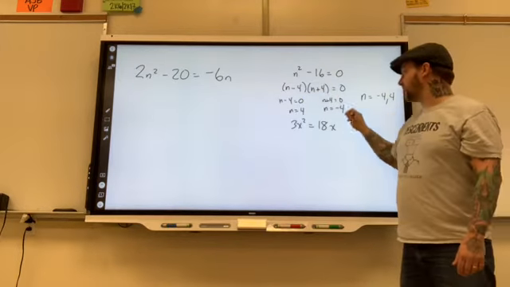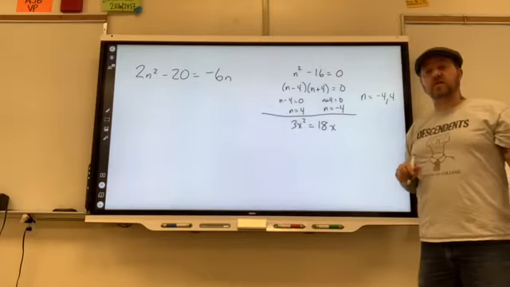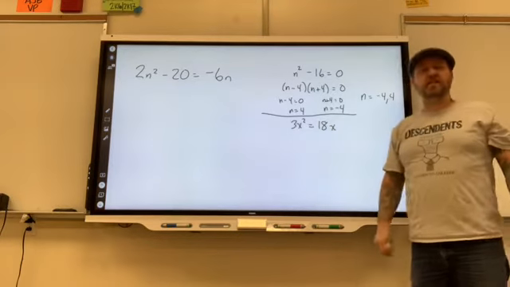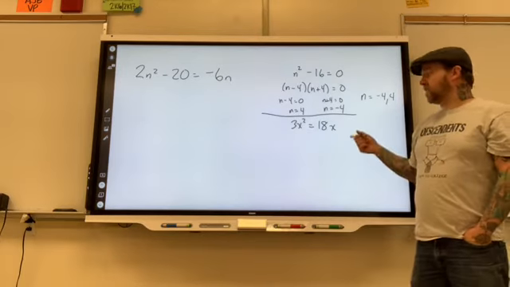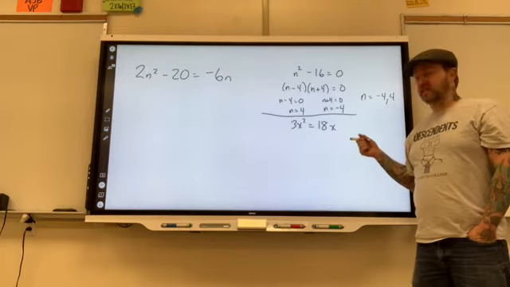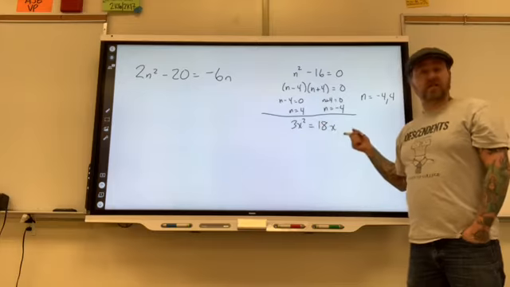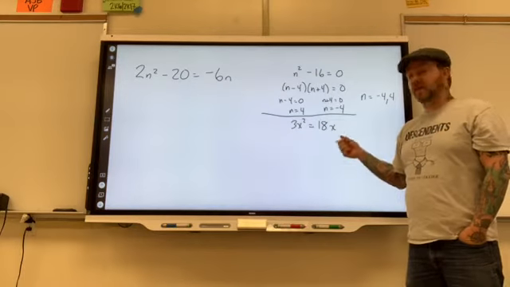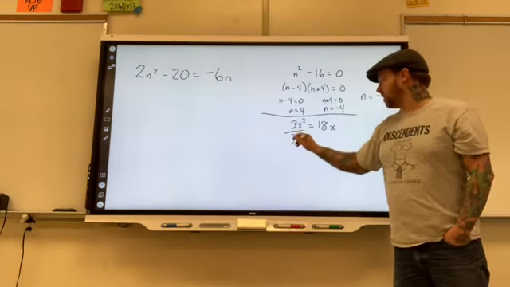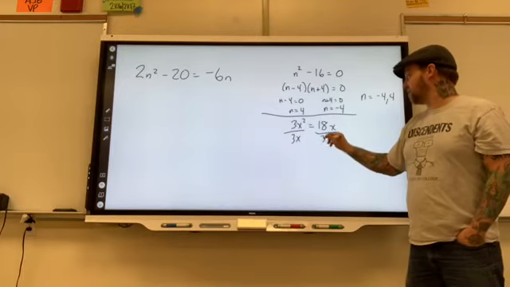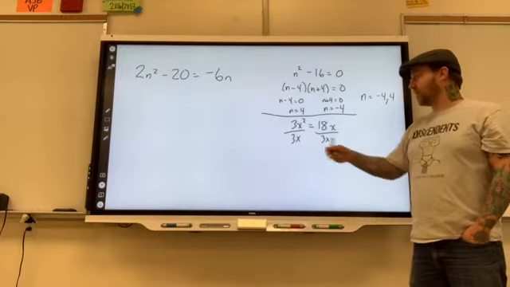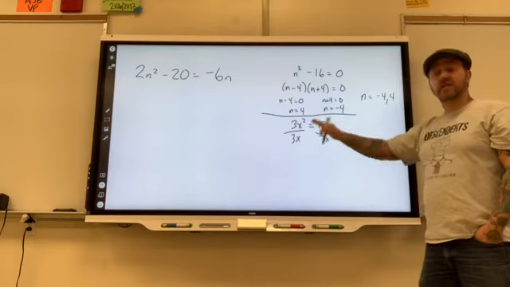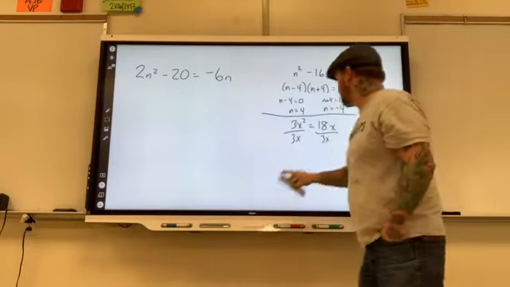All right, let's look at this one. 3x squared equals 18x. How do I do this? I could divide both sides by 6, or divide both sides by 3. I could divide both sides by x. I can divide both sides by 3x. It's one problem. We're going to lose something if we do that. So let's not do that.